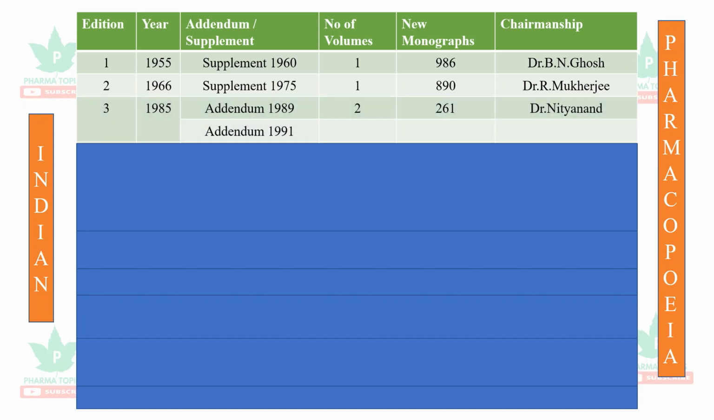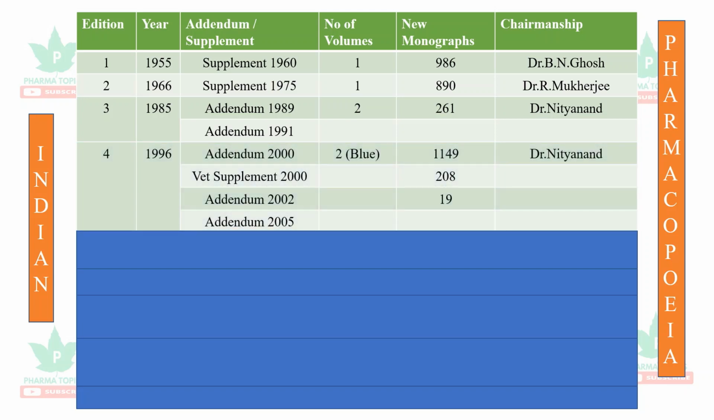The third edition of Indian Pharmacopoeia was launched in the year 1985. It had two addendums, one in the year 1989 and one in the year 1991. The number of volumes was 2. The new monographs were 261. It was launched under the chairmanship of Dr. Nityanand. The fourth edition of Indian Pharmacopoeia was launched in the year 1996.